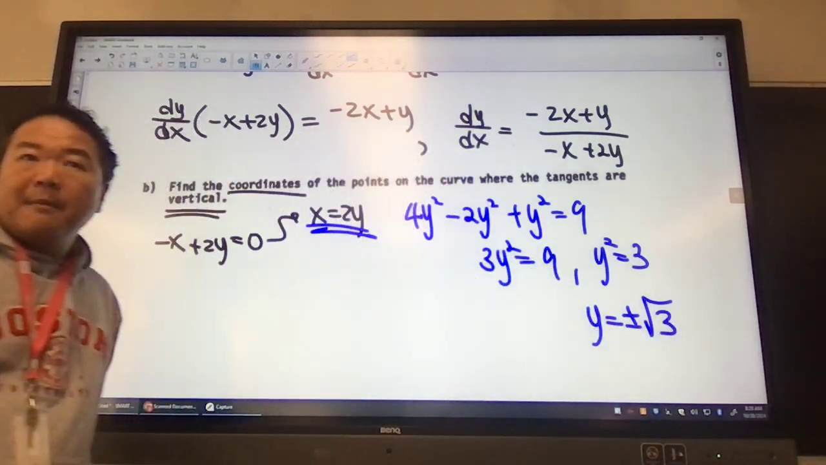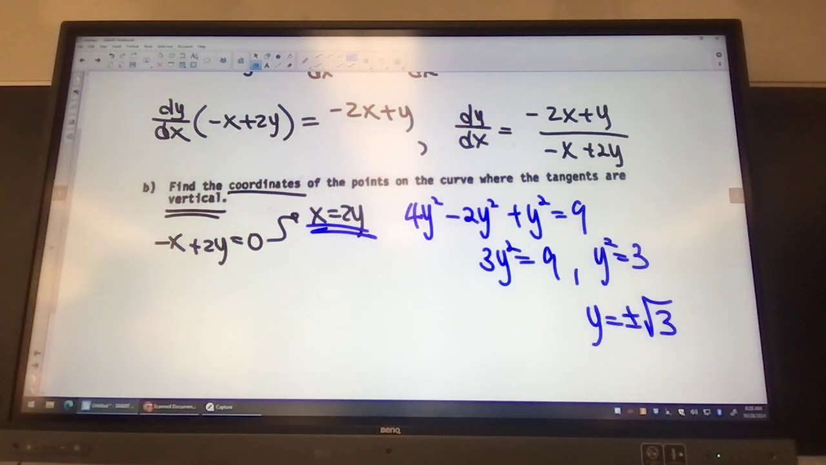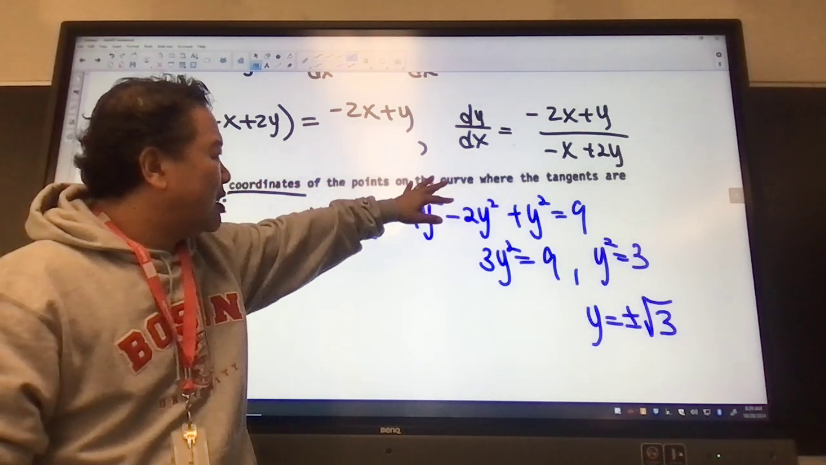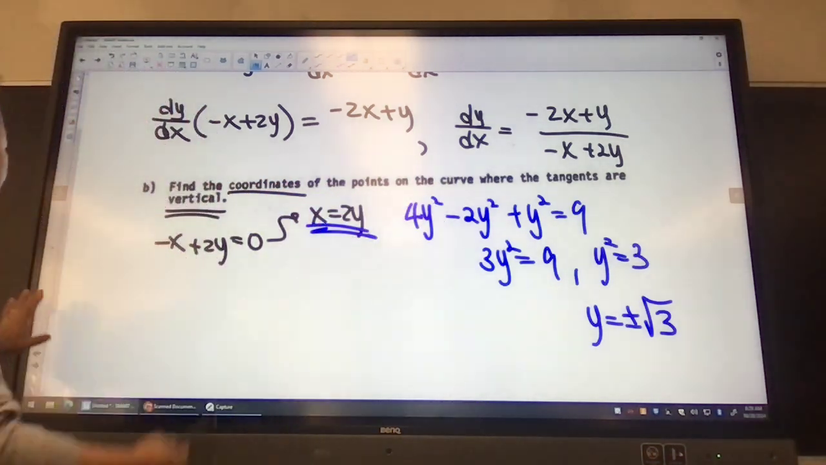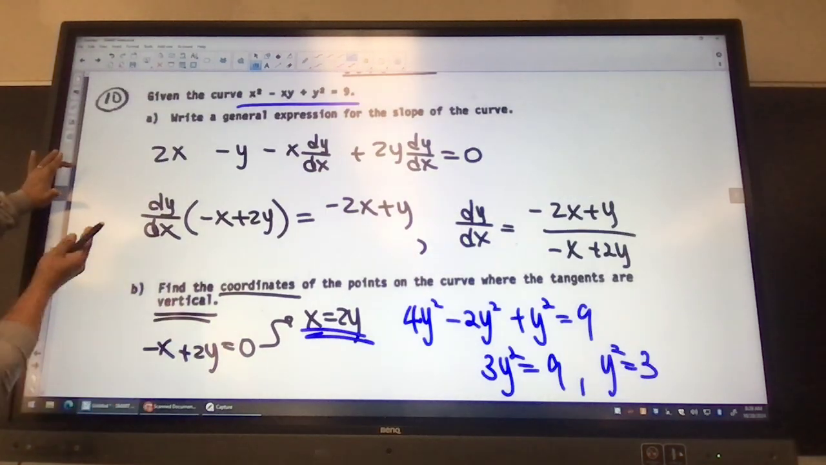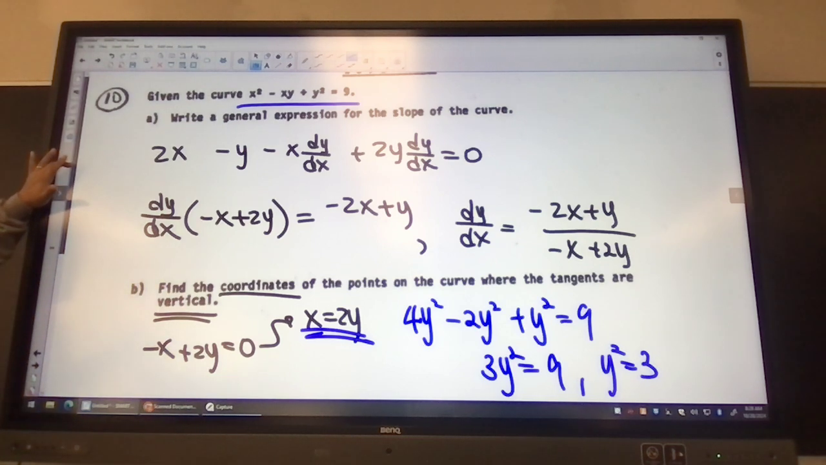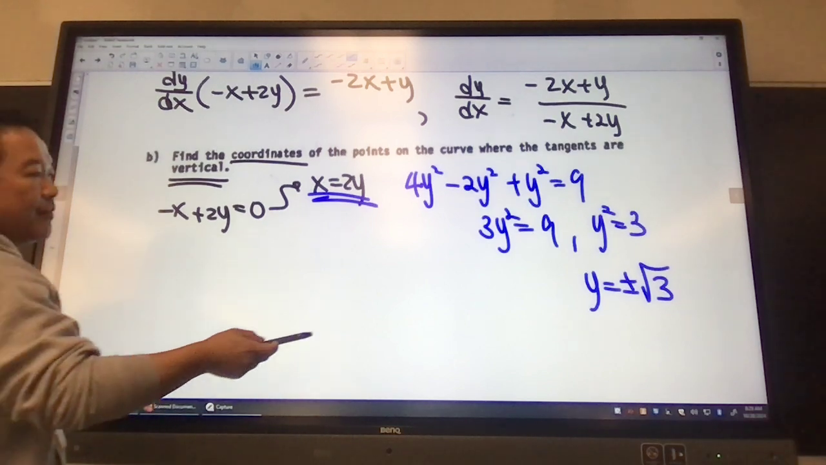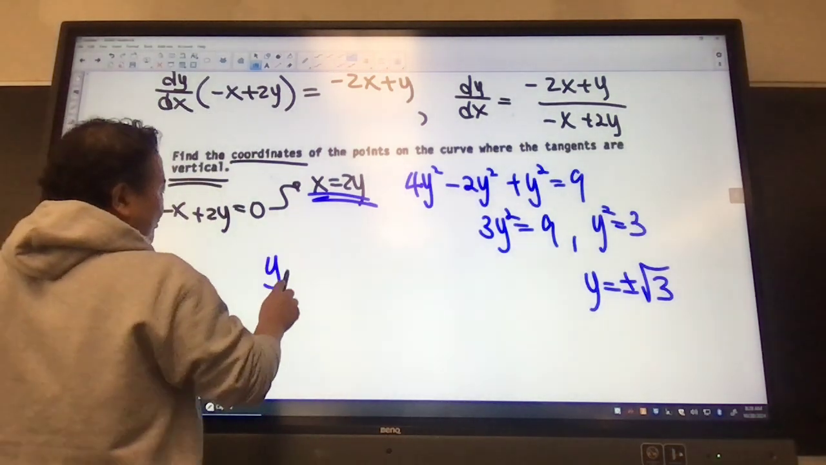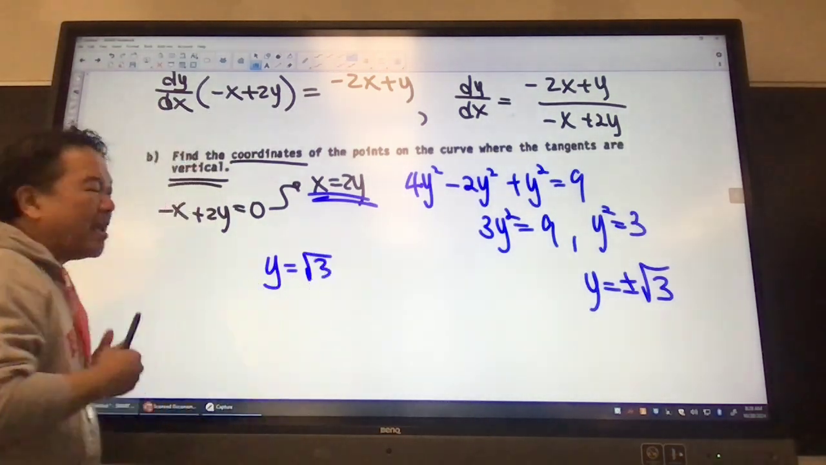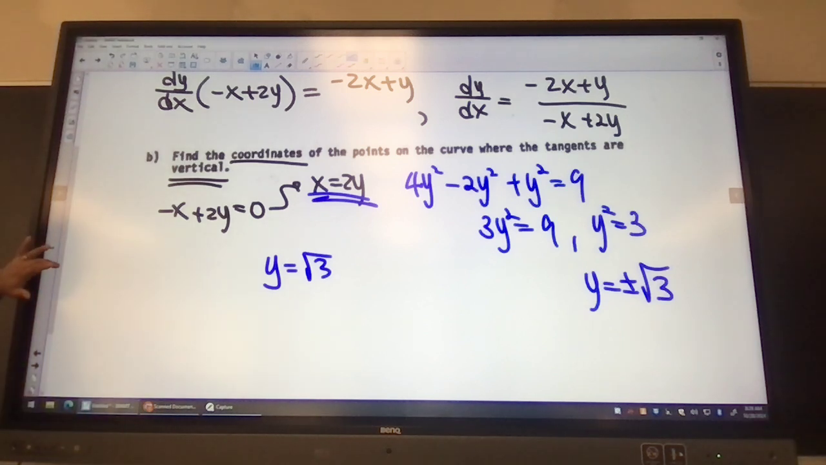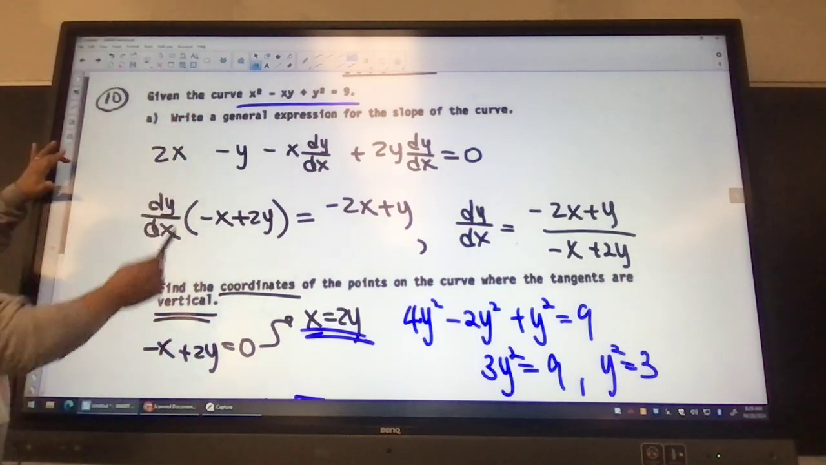Would you agree? But I'm going to go back to the question. Was there any restriction on y? I'm looking at it: find the coordinates. There's nothing about y being positive or negative, so I'm accepting both. And when I look at the original expression, there are no restrictions on that either. So it seems like I'm going to have two points where I will have the vertical tangent line. So when y equals root 3, what would be my x value? You know what? I'll be able to figure out the x value from here. Would you agree?